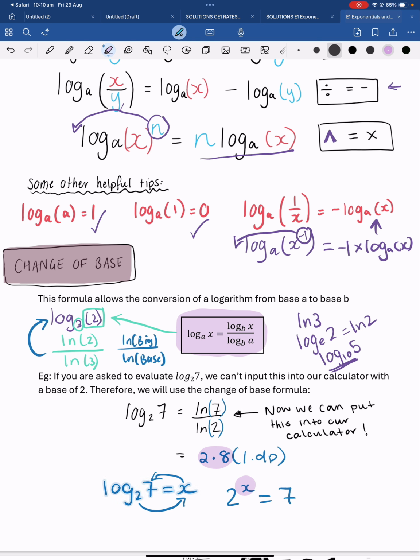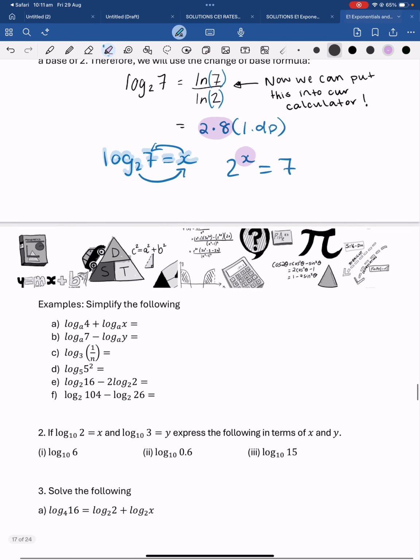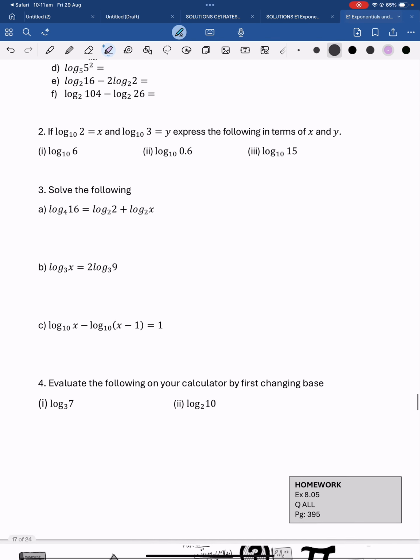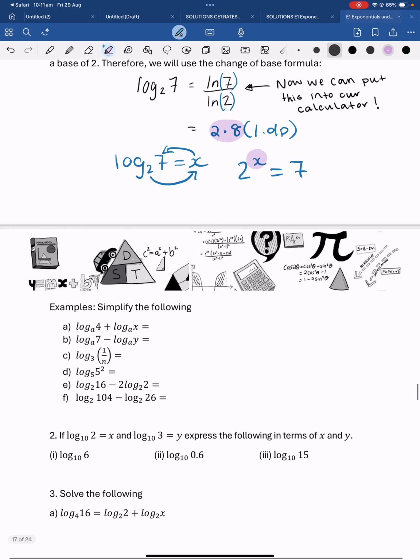Check it in your calculator. If you do 2 to the power of approximately, remember we rounded, 2.8, it gives us 6.96, and that's because we rounded, close enough to 7. So that's what we've just worked out. Okay, let's jump in and do some examples, and then you can have a go at the second exercise.